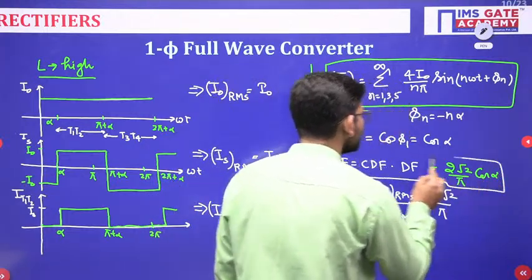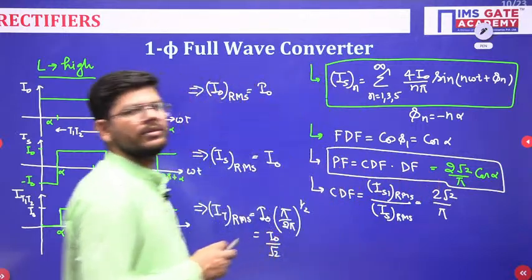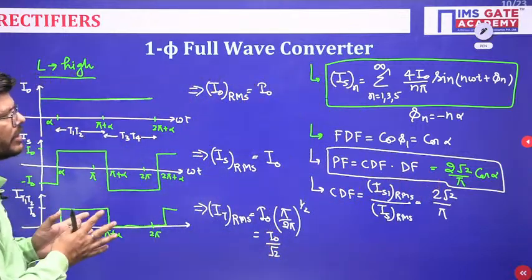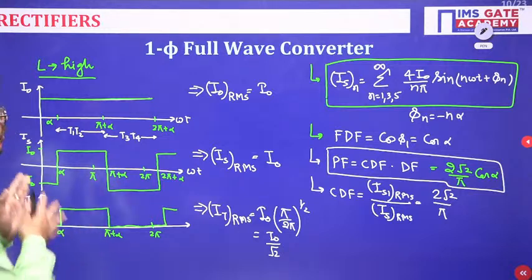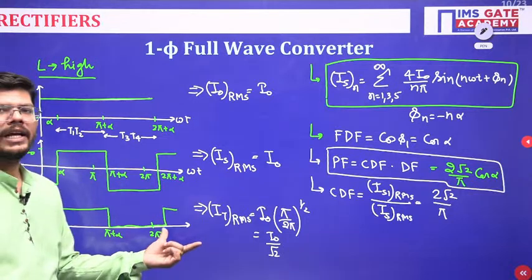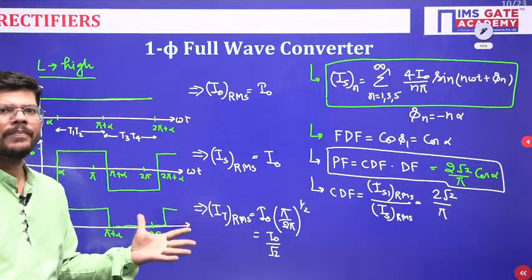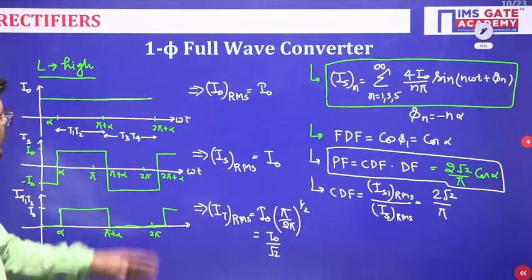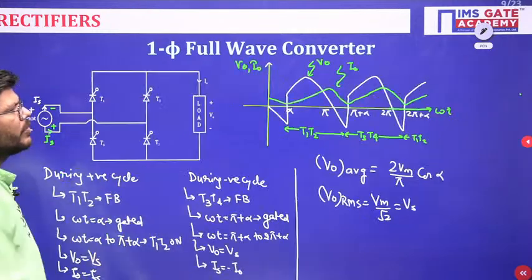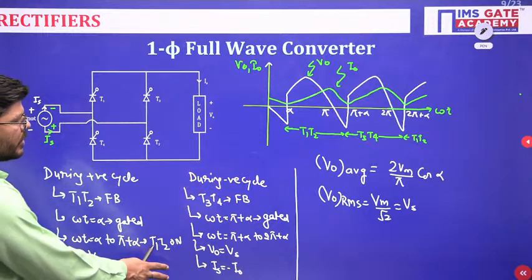So you will get 2 root 2 upon pi cos alpha, and this is the most important formula. Many times we have seen a GATE question related to this. Just see, here it is. Every important formula is written in front of you on this page. So all these are very, very important formulas. Apart from this, we have the average and RMS voltage expressions.